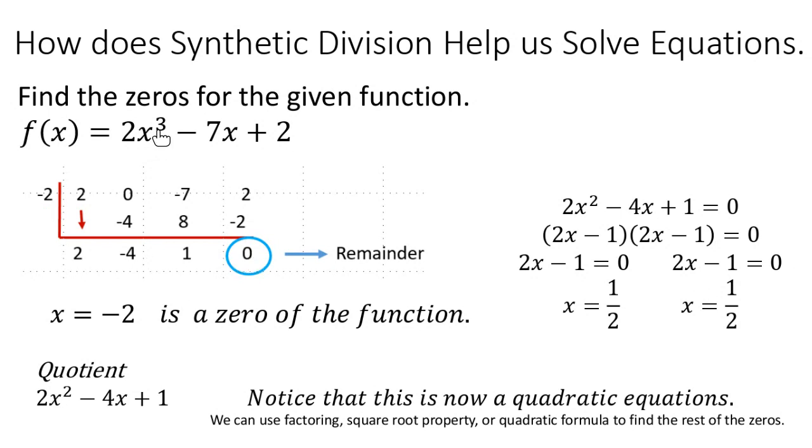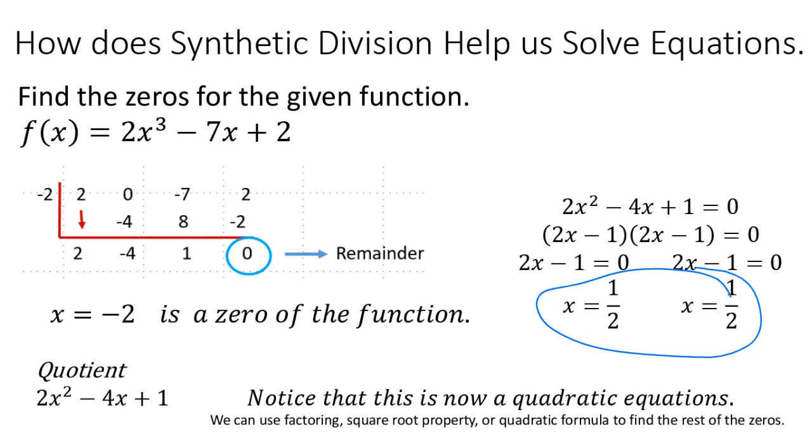So notice that the degree is 3, so that means we should have 3 zeros, which are negative 2, a half, and a half. So since these are repeated, then that also tells us something about the graph, right? Whether it's going to touch or cross or anything like that. And so since it's repeated an even number of times, then it's going to touch.